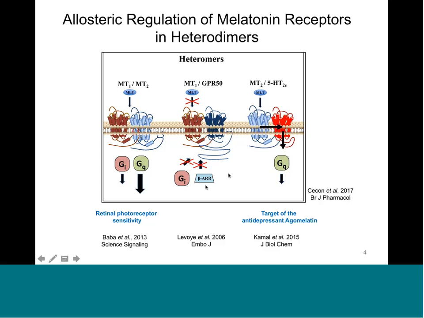This can go even further in the third example, where the melatonin receptor MT2 heterodimerizes with a more distant GPCR, the 5-HT2C receptor, a serotonin receptor. Here we have a configuration with transactivation, where melatonin can activate the signaling pathway of the serotonin receptor. This is of particular clinical importance, since we think that this heterodimer is involved in the antidepressant effect of a clinically used antidepressant, agomelatine.